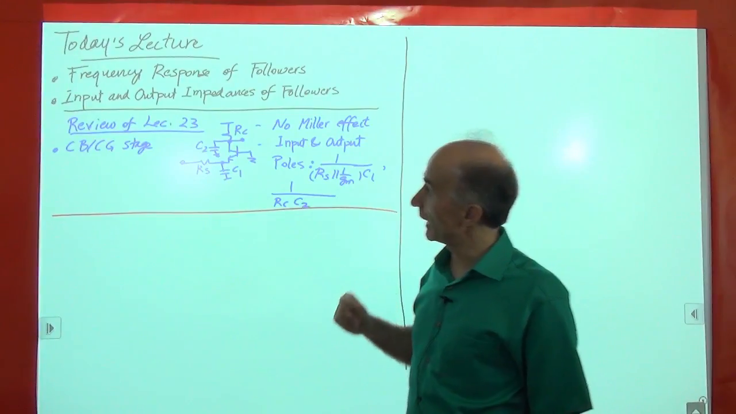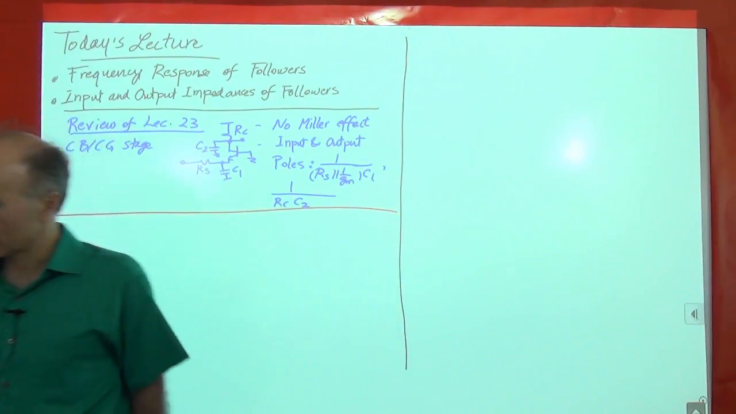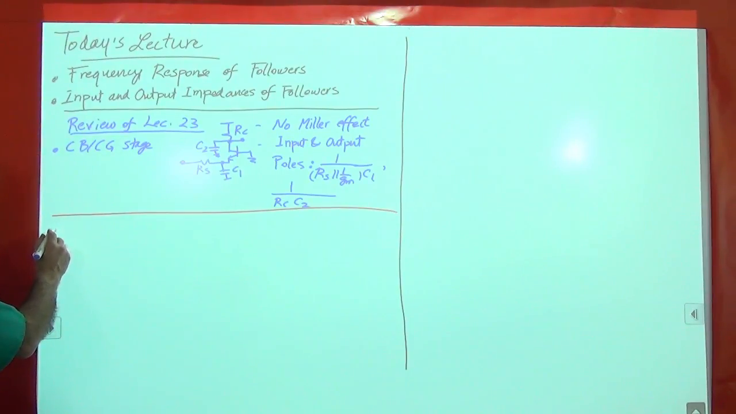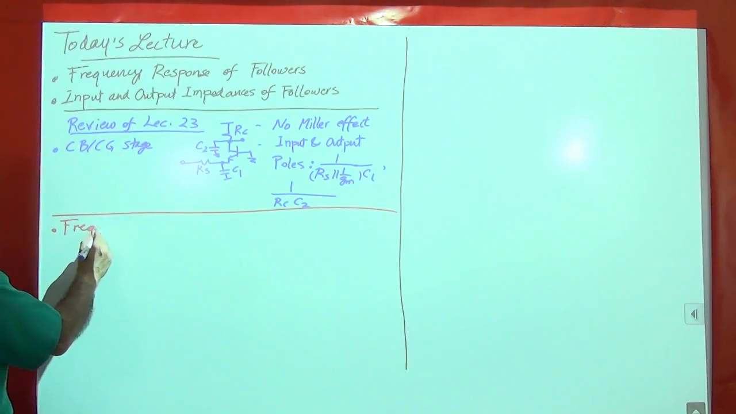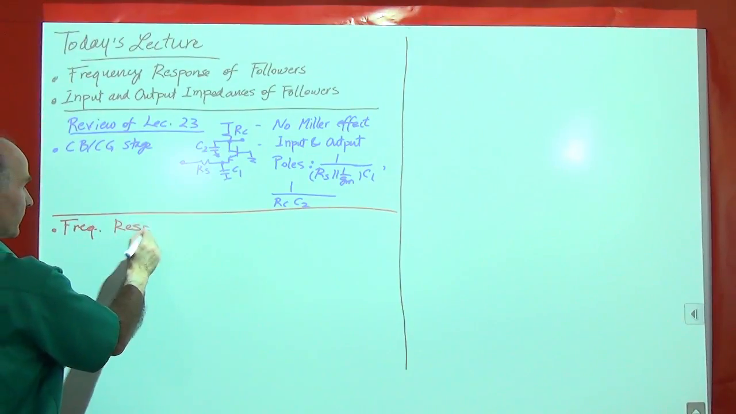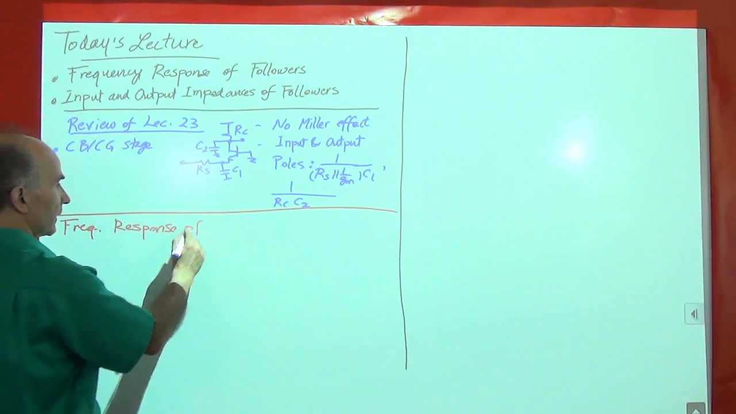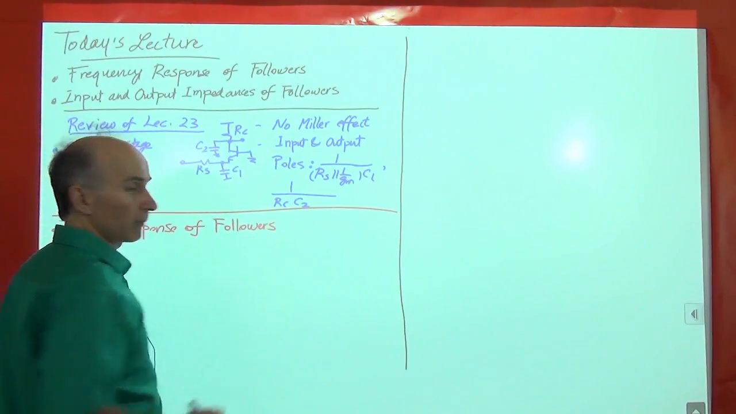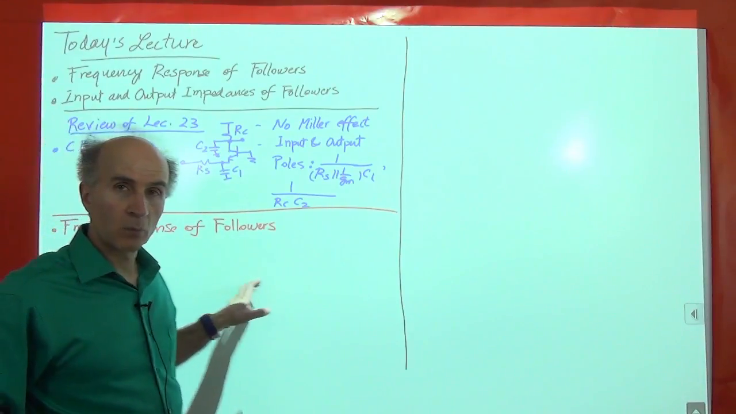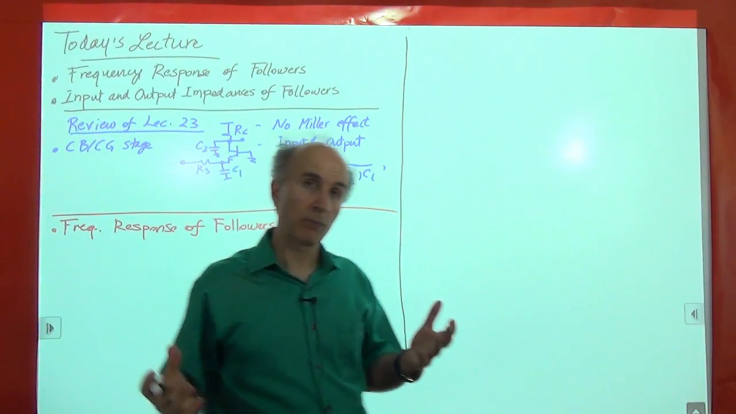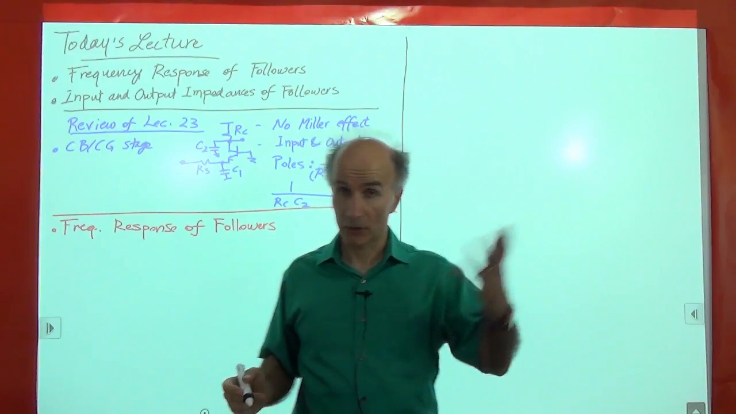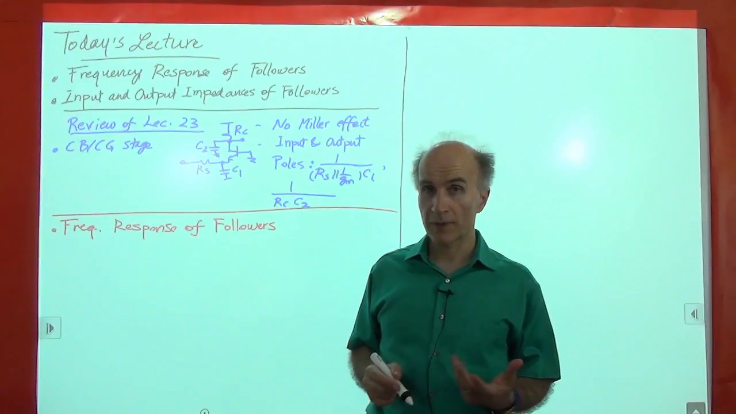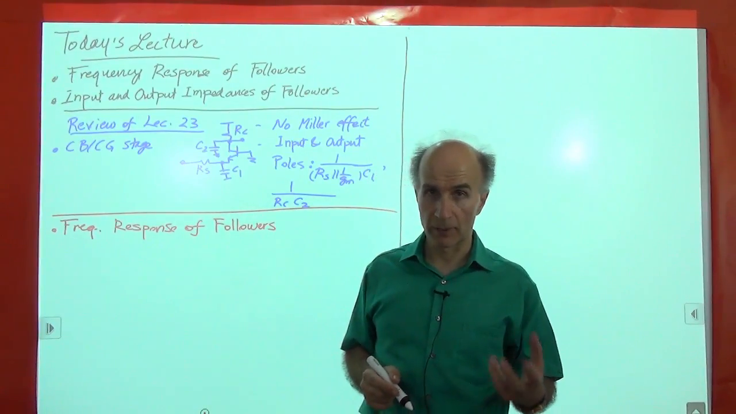All right, so now today, we can go and look at emitter followers and source followers and see how they behave. So we look at the frequency response of followers. But I would like to make sure that you remember what role followers play in electronics. From electronics one, you should remember why we looked at them and why we need them. Followers act as buffers, as voltage buffers.